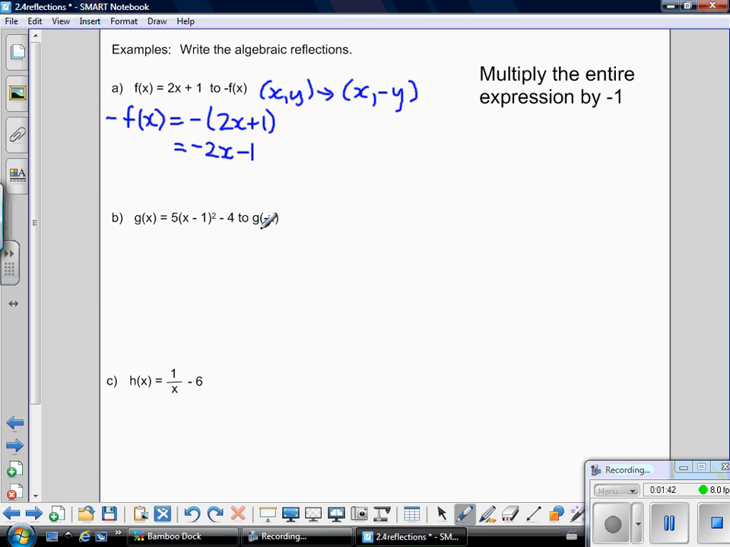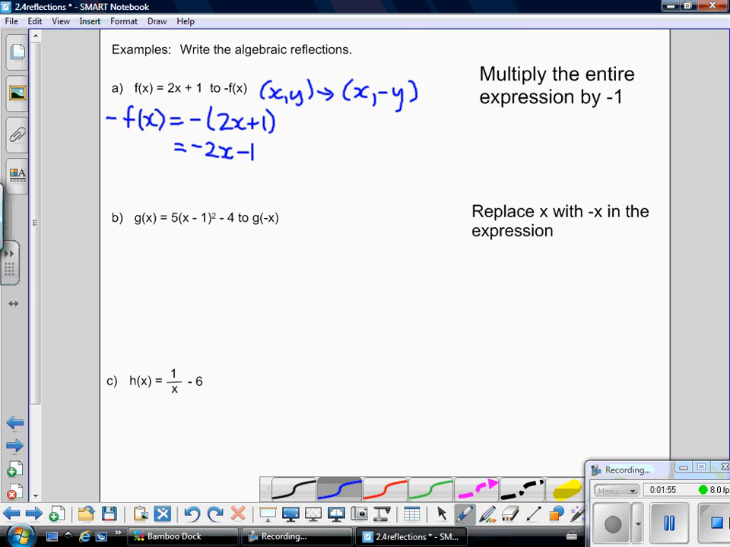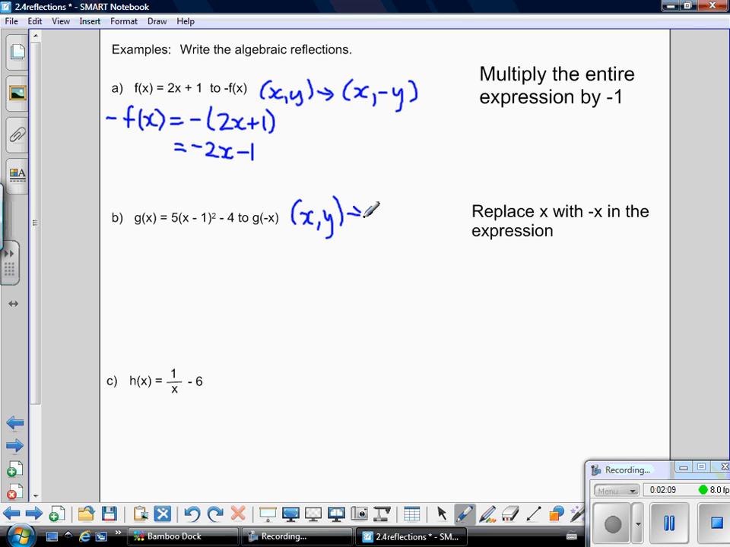Now the next one asks us to reflect into the y-axis. So it has g(x), and we want g(negative x). What we do here is we just replace the x with negative x in the expression. Again, normally we would take all the points (x, y) and reflect them, so it's going to be (negative x, y). So it's based on that.